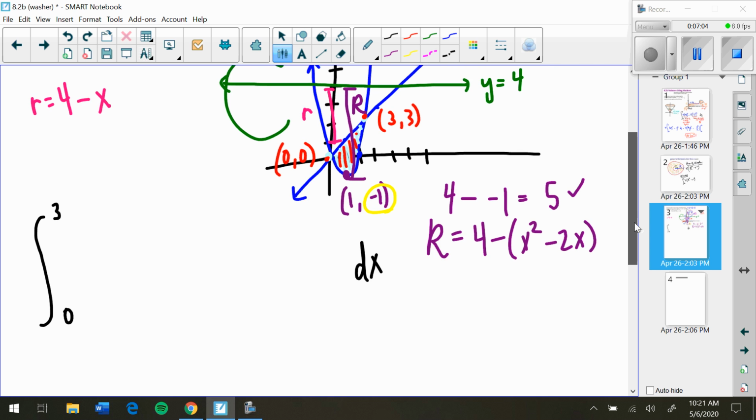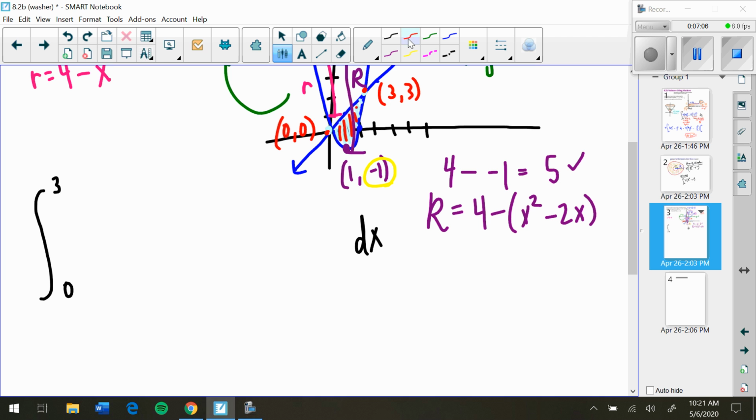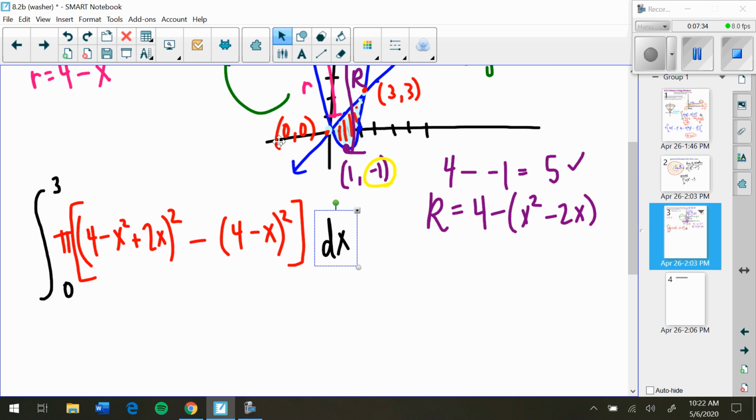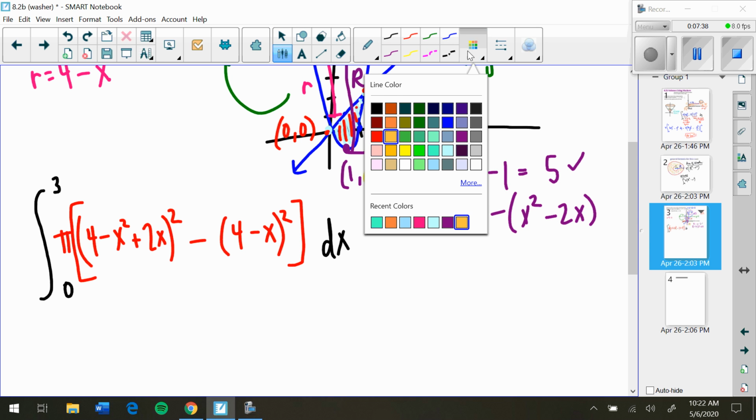I have my big radius, I have my little radius, I can now plug things in. So I have pi, right? We always have pi, and then I have my big radius squared. So I'm going to write that as 4 minus x squared plus 2x, that whole thing squared. Notice I distributed the negative, and then I have, put big brackets, minus my little radius squared, 4 minus x squared, and end bracket, and then I'm going to pull this dx over a little. Here is my integral.